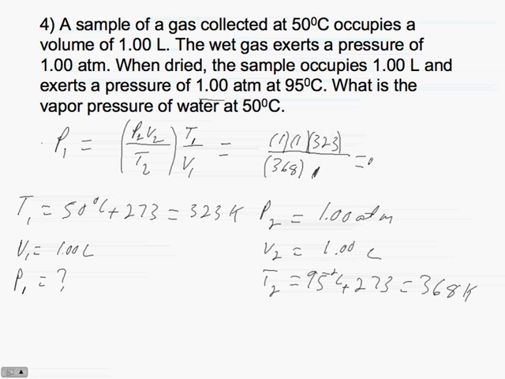When we do our calculations, we will get 0.877 atmospheres. So our initial pressure is 0.877 atmosphere. But the question asks us, what is the vapor pressure of water at 50 degrees Celsius? So we have to go one step further.